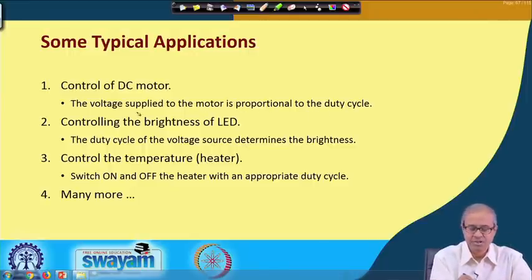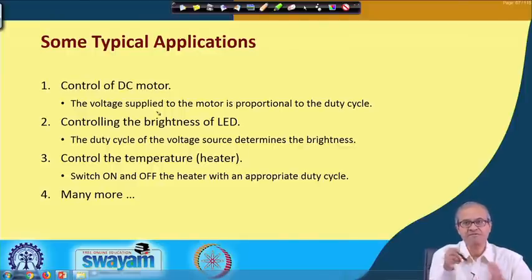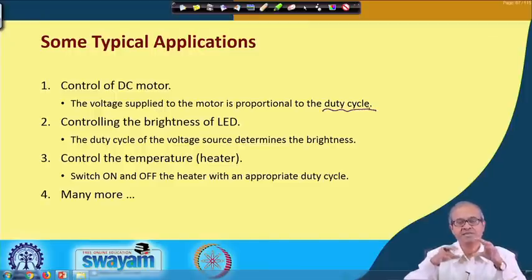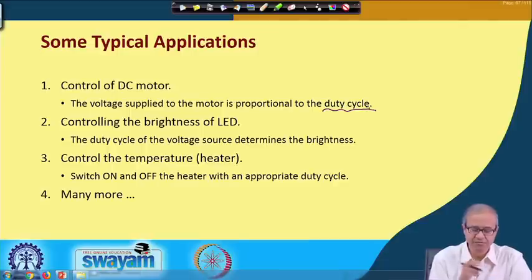So, for the power supply that is applied, if the PWM waveform you are applying directly, then the average value will be the equivalent power supply. So, by adjusting the duty cycle you are effectively adjusting the power supply, thereby you are adjusting the speed of the motor. Okay. This is one application you can think of.